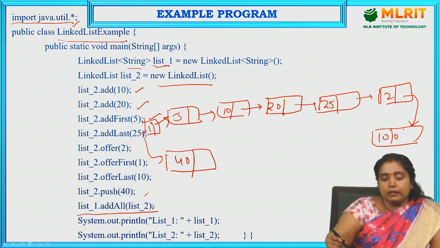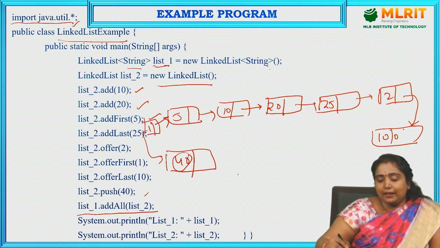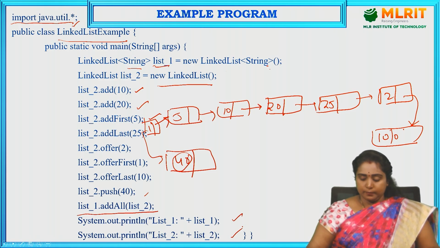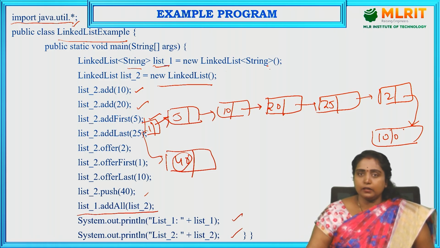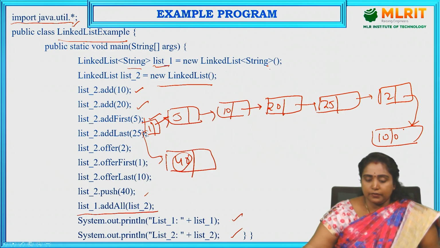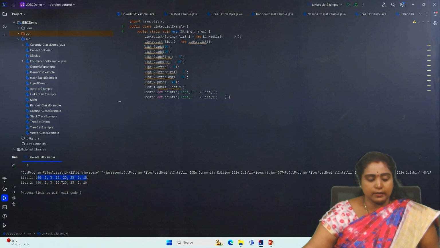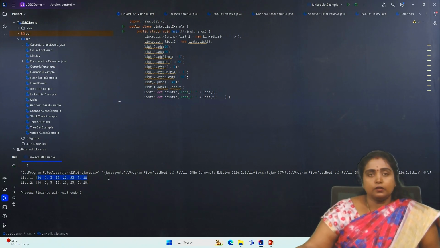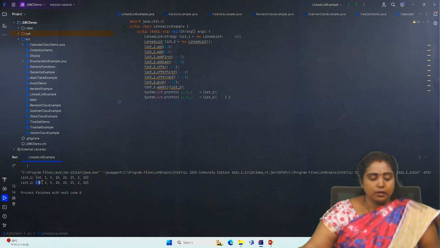So the list will take them as strings and it will add all the elements. And we are printing list1 and list2, they will have the same elements, isn't it? Let us see this example. So see here: 40, 1, 5, 10, 20, 25, 2 and 10. So what we have seen here is the same: 40, 1, 5, 10, 20, 25, 2 and 10. Okay. So the same list has been printed for list1 and list2.